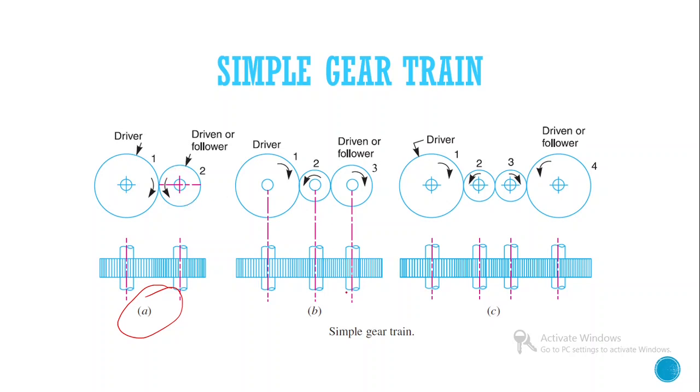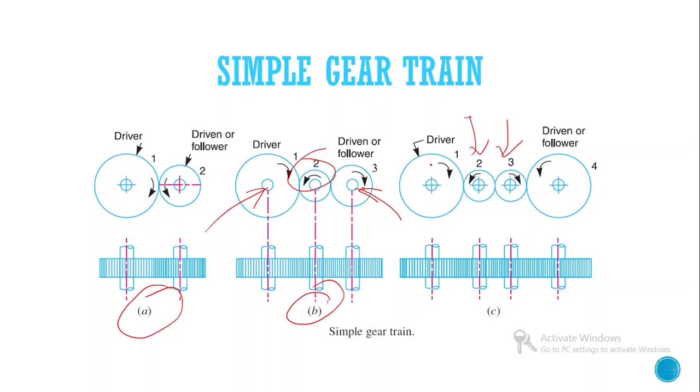In the second figure, figure B, between the driver and the driven or follower gear, there is an intermediate gear, gear 2. By using three different gears, we can transmit power from this particular shaft to this particular shaft. Here one intermediate gear is there in the second simple gear train, and in the third case there is a driver and a follower, but two intermediate gears.